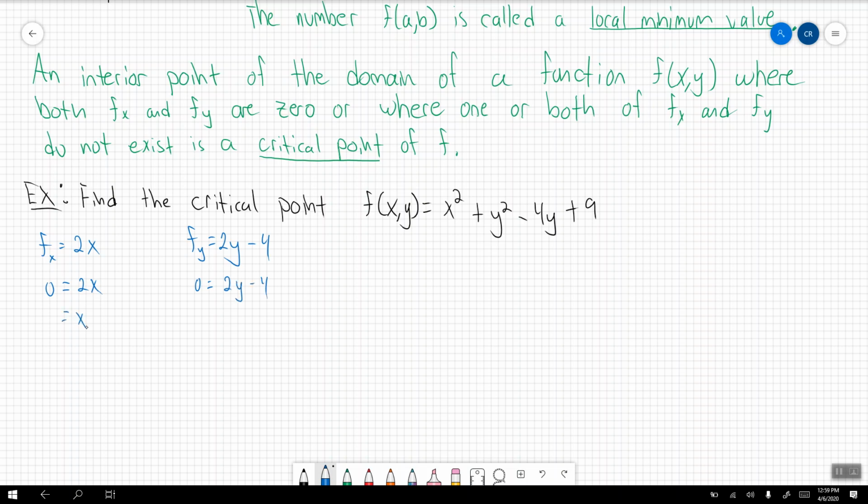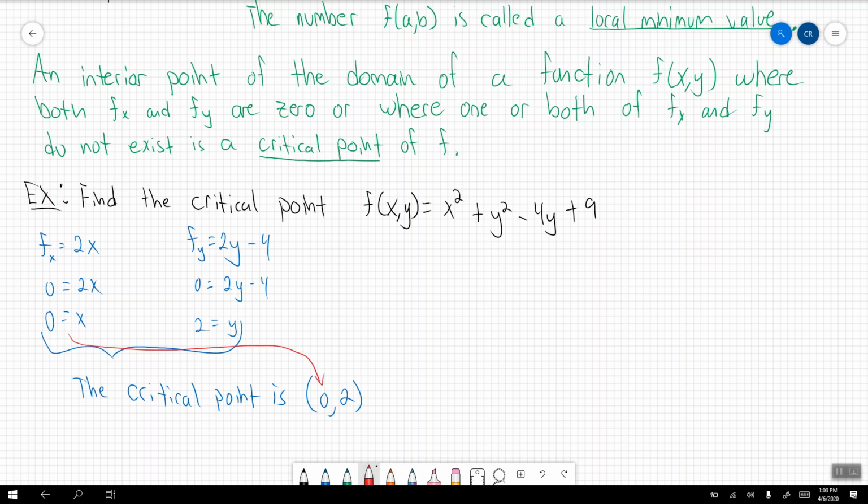Which means the first value that we get is x is equal to 0. And then the second value that we get is that y is equal to 2. Therefore, using this, we get that the critical point is the ordered pair (0, 2). And that's it. That is all that we need.